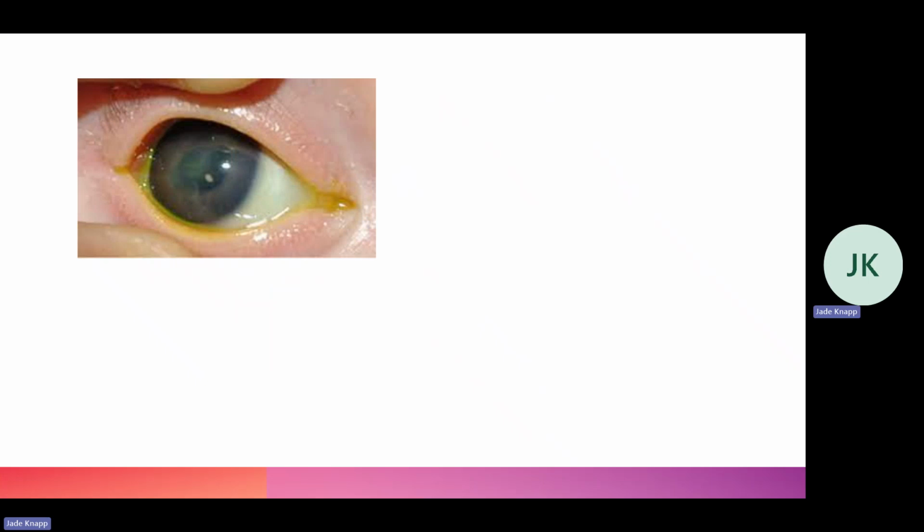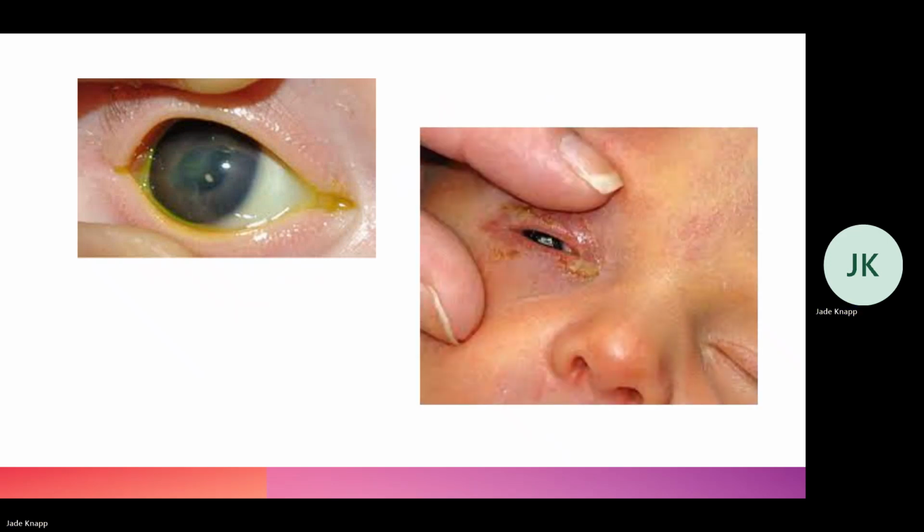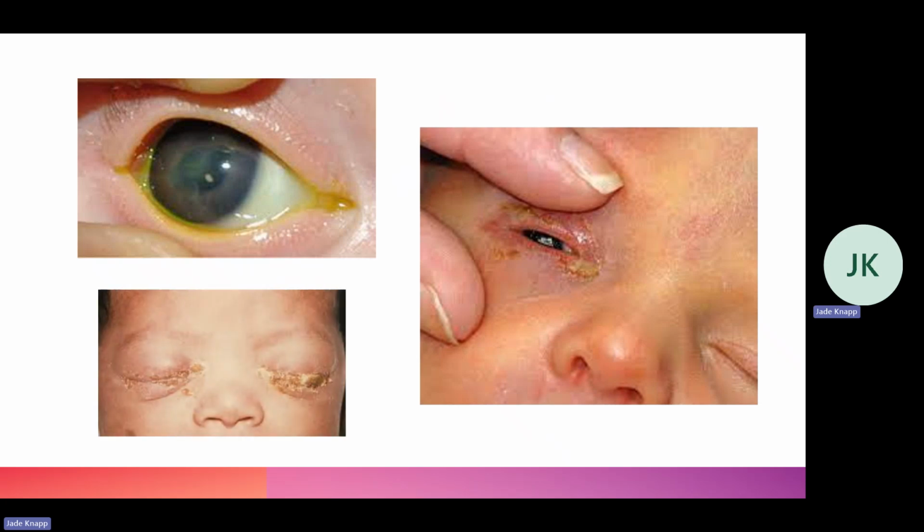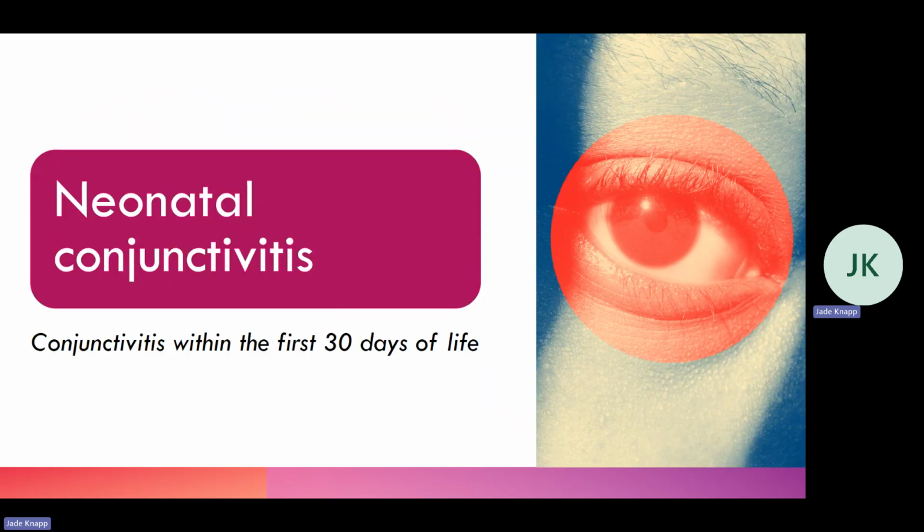All right, moving on to conjunctivitis. You probably agree. Cornea looks a bit cloudy. Here we've got periocular erythema, definitely some crusting and discharge. Some discharge in the first image as well. And then really severe crusting, discharge, edema. Okay. So neonatal conjunctivitis is within the first 30 days of life.